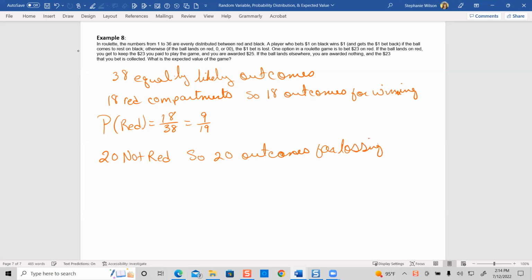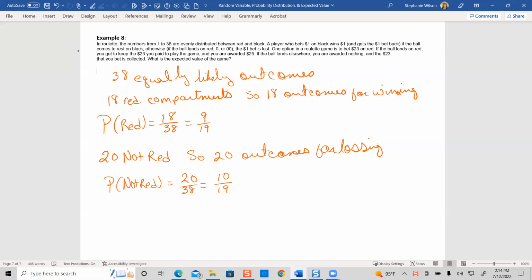Okay. So now let's solve for that. We know that the probability of not red is equal to 20/38, and that reduces to 10/19. So there's that probability. If the ball lands on red, the player wins $25 and gets to keep the $23 he paid to play the game. In effect, the player plays the game for free to win and wins extra money.